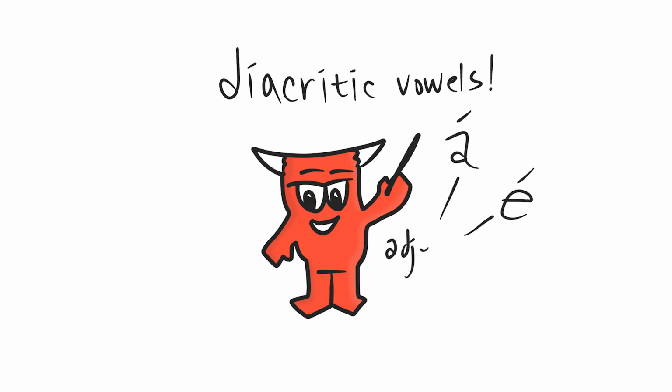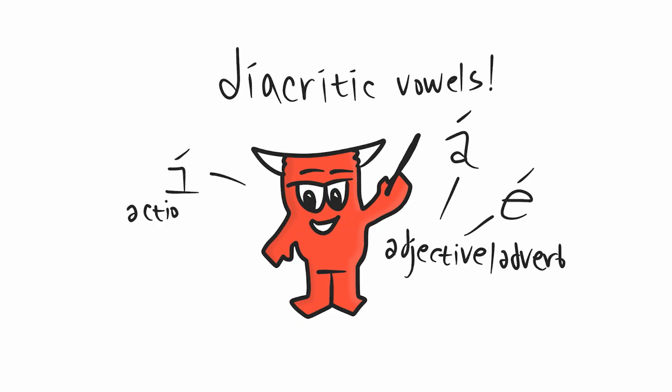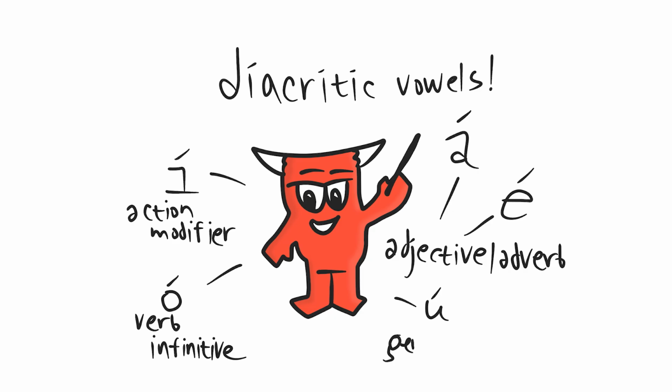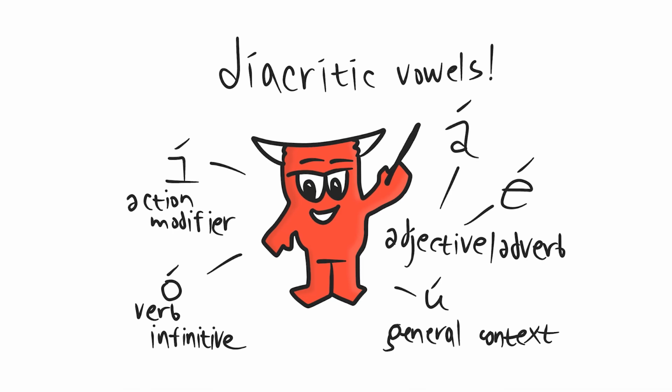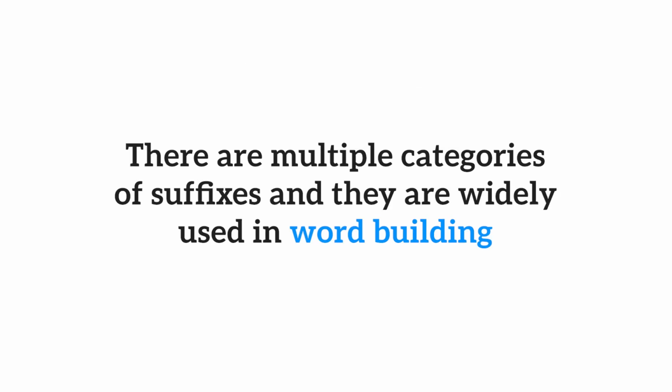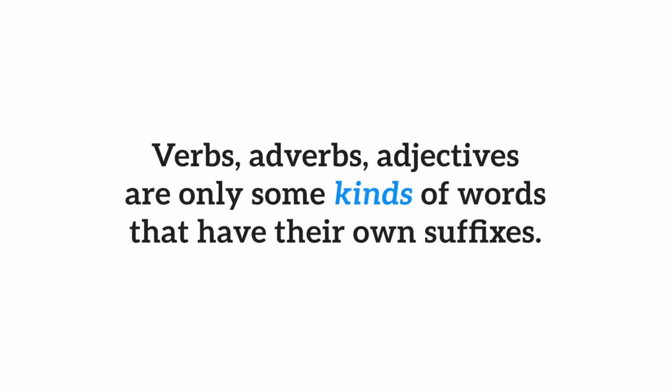A, adverb adjective singular. E, adverb adjective plural, also used in pronouns. I, action verb modifier. O, verb infinite modifier. U, general context modifier. The suffixes have their own hidden meanings and they can mean more than just one thing. There are multiple categories of suffixes and they are used for verbs, adverbs, adjectives, and many more kinds of words.